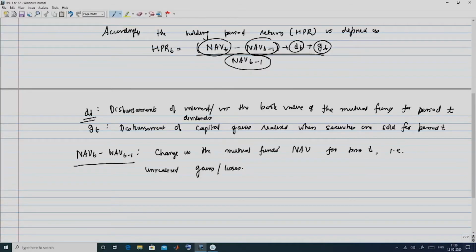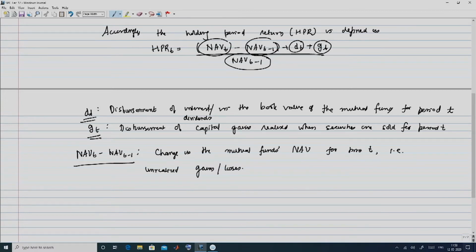Now, between time t minus 1 and t, there are two types of incomes that can come. One is that the dividends being paid on the assets that are being held by the mutual fund in case it is a stock, or interest in case it is a bond. So, they are going to pass this on to the investors in the mutual fund, and that is what is known as the disbursement of the interest or dividends, and this G of t is the disbursement of capital gains as a result of selling of some of the assets between time t minus 1 and t.